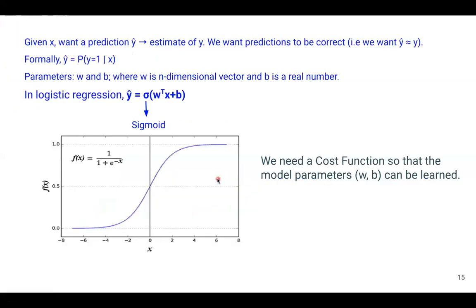Okay, so moving on to the next slide. Given an input, we want a prediction, which is generally called y hat. So the true output is y, and the predicted output of the network, in this case a logistic regression, is y hat. And we always want our predictions to be correct. That means that we want y hat to be very, very close to y.